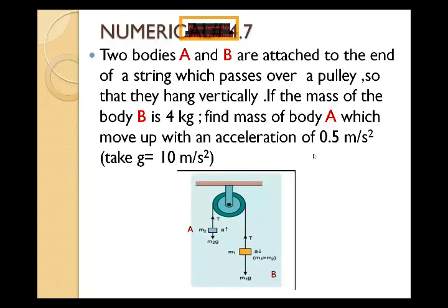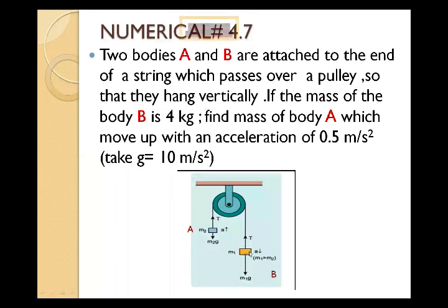Now, we are moving toward the next numerical, and this is numerical number 4.7. In this numerical, two bodies A and B are attached to the ends of a string which passes over a pulley so that they hang vertically. If the mass of body B is 4 kg, find the mass of body A which moves up with an acceleration of 0.5 meter per second square. Students, you have to be very careful here because they are asking you to find the mass of body A which moves up.